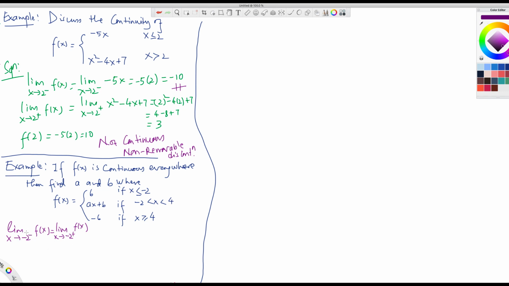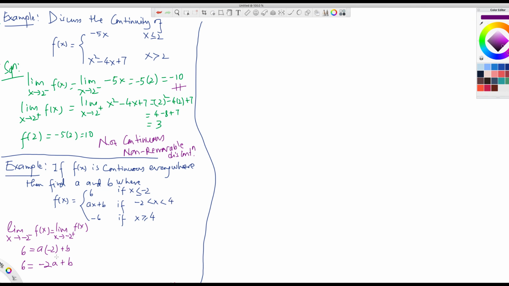Now let's plug in that. Which function should I pick for the left limit at -2? 6, right? So this value is 6. Because for the left limit you pick this function, there is no x, so you don't have to plug in -2, just write down 6. On the right limit at -2, you go to -2 from the right, so it is a times -2 plus b. So you get 6 equals negative 2a plus b. That's what you get. Do you understand that?